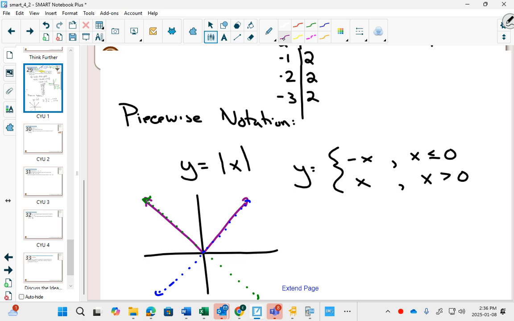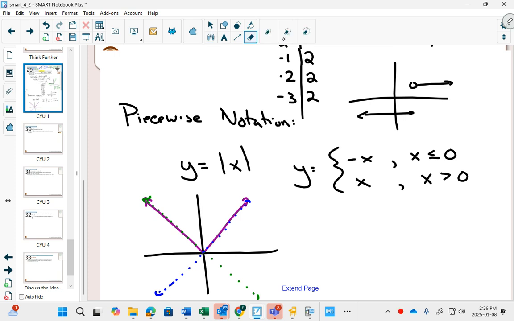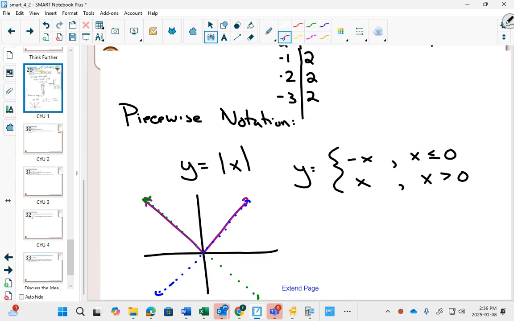Sometimes you have a piecewise graph that looks like this. Then this point is filled in, you'd have to include it in that graph. This point is not filled in, so you can't include it in that graph. Okay, so we are now going to look at h of x, which was x plus 2 plus the absolute value of x, and look at what happens when we change h of x to a piecewise function.